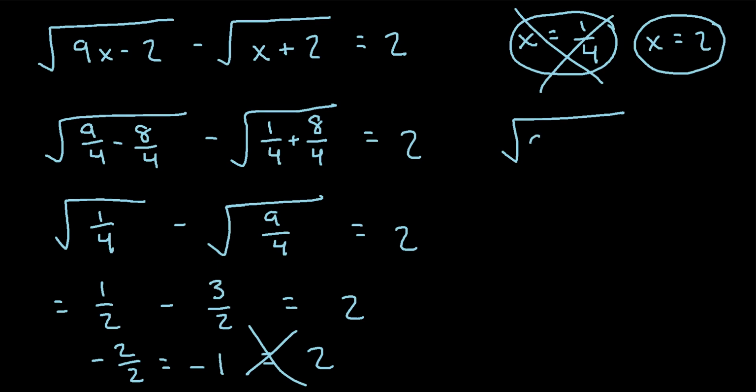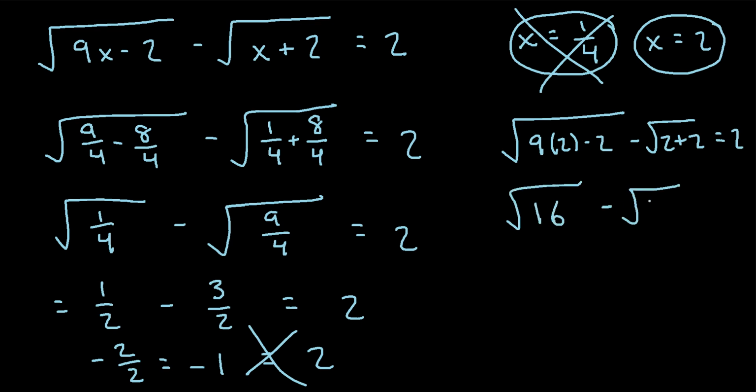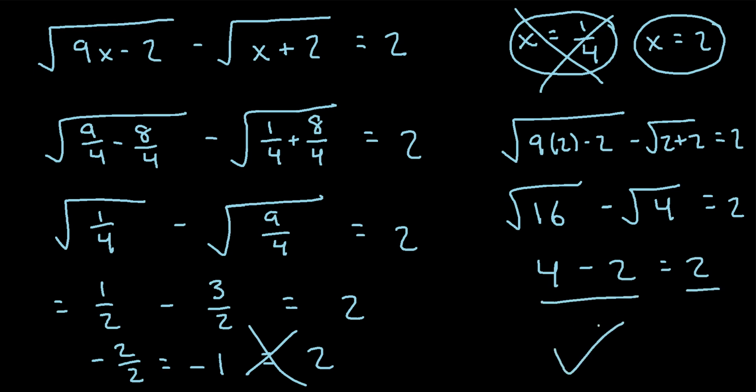So we get the square root of 9 times 2 minus 2, minus the square root of 2 plus 2, is equal to 2. 9 times 2 is 18, minus 2 is the square root of 16, minus the square root of 2 plus 2 is 4, is equal to 2. So the square root of 16 is 4, minus the square root of 4 is 2, is equal to 2. And 4 minus 2 is equal to 2. So that checks out. So the only solution that we end up with is x is equal to 2. So that's our final answer for this one.